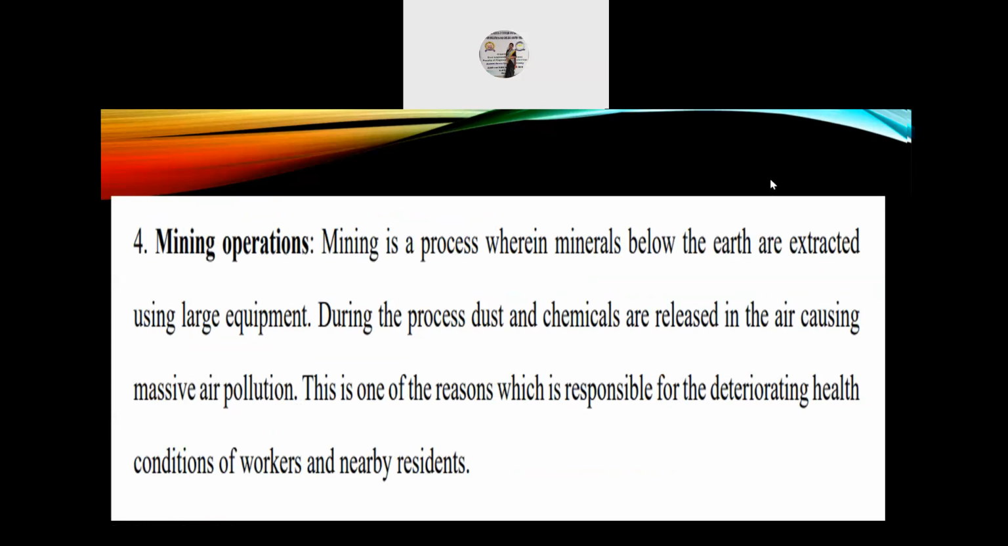Number 4, mining operations. Mining is a process wherein minerals below the earth are extracted using large equipment. During this process, dust and chemicals are released in the air, causing massive air pollution. This is one of the reasons responsible for the deterioration of the health conditions of the mining workers, that is miners, and the nearby residents of the mining areas as well.